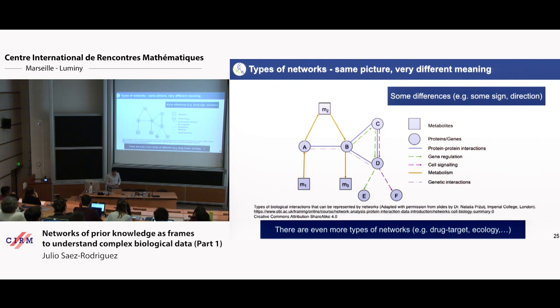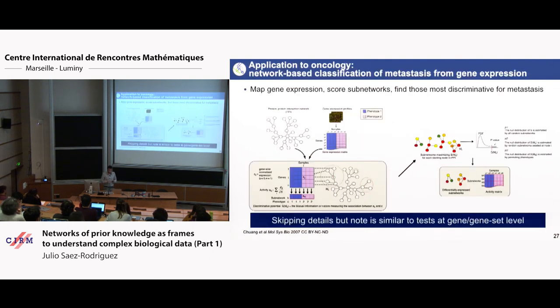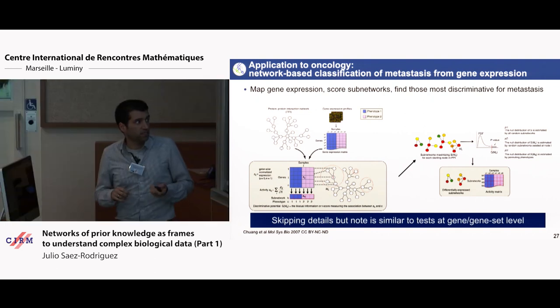Okay, but so we have these networks, and then what can we use them for in the context of data? Very similar to what I explained before about gene sets, pathways or footprints, we can use the networks to overlay our data and extract different subnetworks. There are many, many methods to identify them, and I will not go into the details. I will only show you an example, which is a bit old, but was one of the first that did this quite nicely.